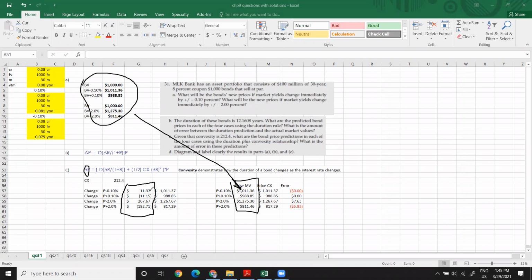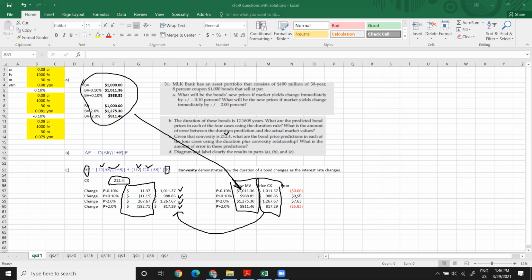like 11.37. How did I get it? I put duration, I put the relative change in interest rate, I put 1/2 and the convexity. And my convexity is here, which is given. And I just multiply with the price, I get the change. And this change added to the bond value, you can see by how much it changed. Now we can see that the price with convexity comes from here, okay.